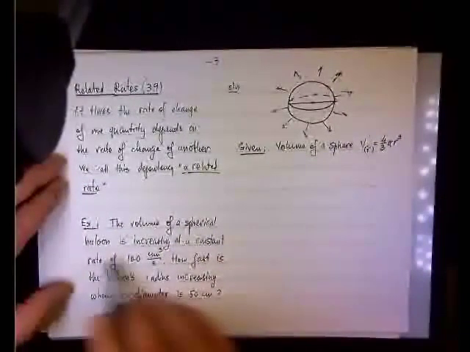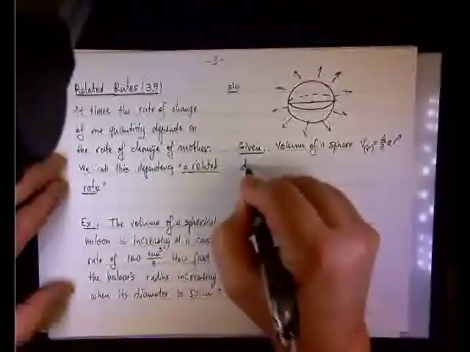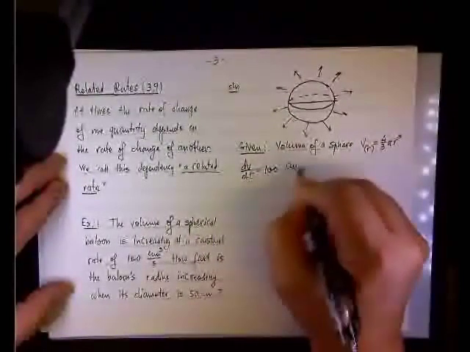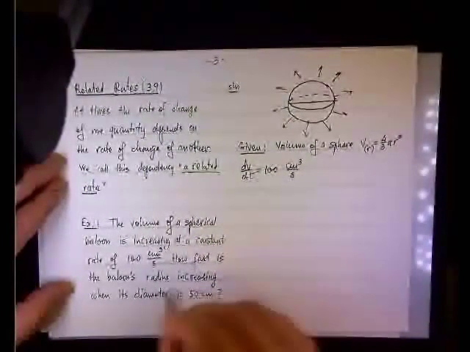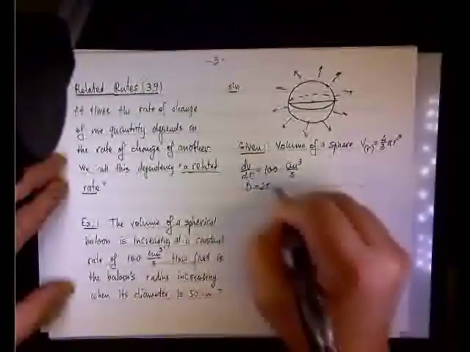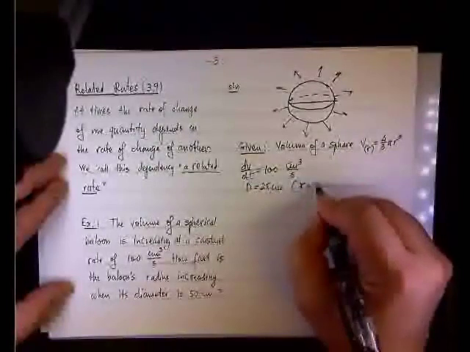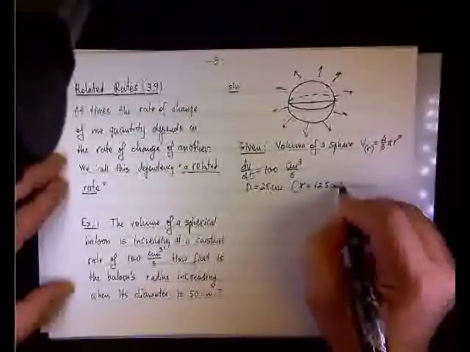Here's what's also given. The balloon is increasing at a constant rate. So what is the rate? The rate of the volume in time, dV/dt, is 100 cubic centimeter per second. This is given, and it's positive because the balloon is increasing. Also we know that at one point the diameter D equals 25 centimeter. So we know right away that the radius at this point should be half of it, so 12.5 centimeter.